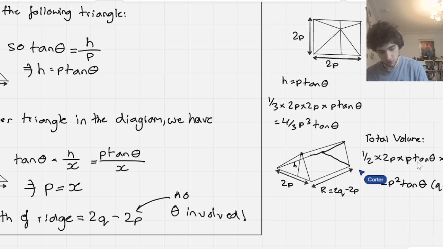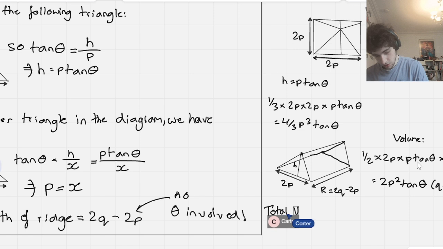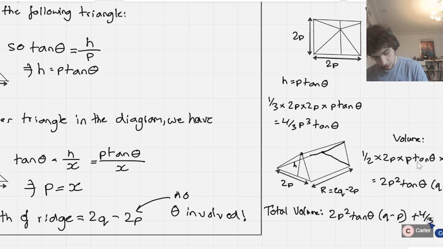So I guess I shouldn't say total volume. It's more the volume of the triangular prism. So now we're in a position to calculate the total volume. Total volume is just going to be both of those added together. So we're going to do 2p squared tan theta multiplied by q minus p, and then plus 4 over 3 p cubed tan theta.